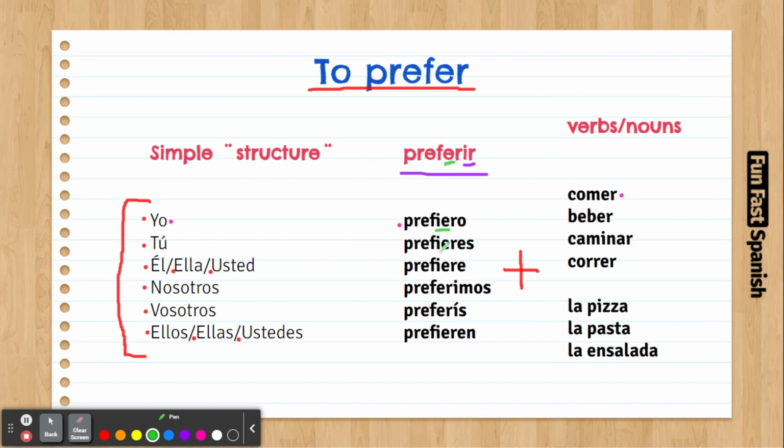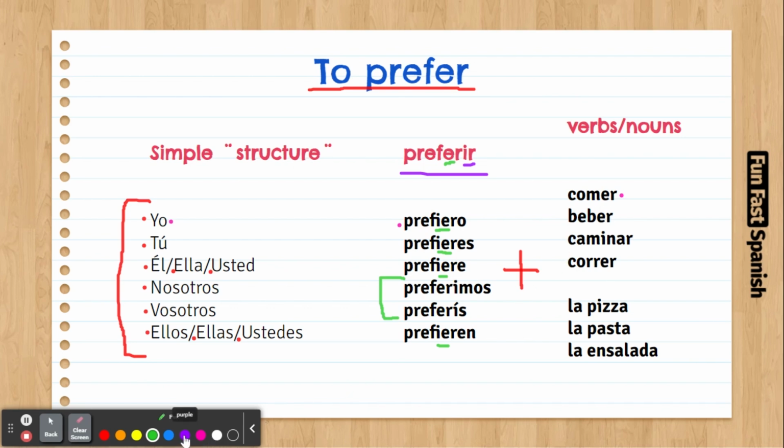Tú prefieres. Ella prefiere. Irregularities don't work here in these two. And here, ellos prefieren. Yeah, we have the IE. So that's the irregularity, but that's not really important right now. Most important is that you know how to say I prefer or you prefer. So, how would you say you prefer to walk or to run? Caminar is to walk, correr is to run.